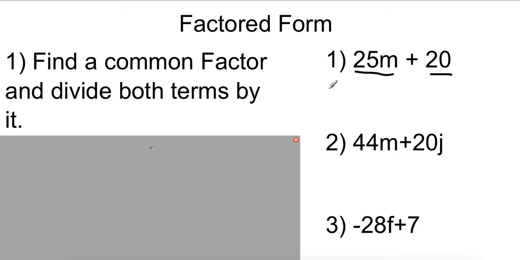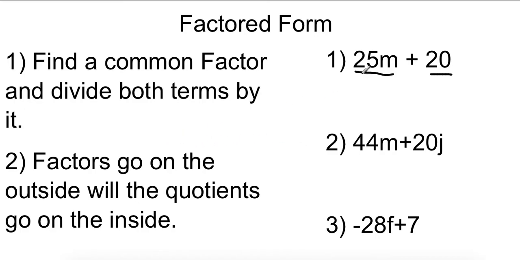Now, our first example is actually pretty easy. I know that 25 and 20 are both divisible by 5. So now I'm going to follow my second step, which is to pull out the factor. In this case, it's 5 on the outside of my parentheses. And the quotients, or the answers to my division problem, will go on the inside.